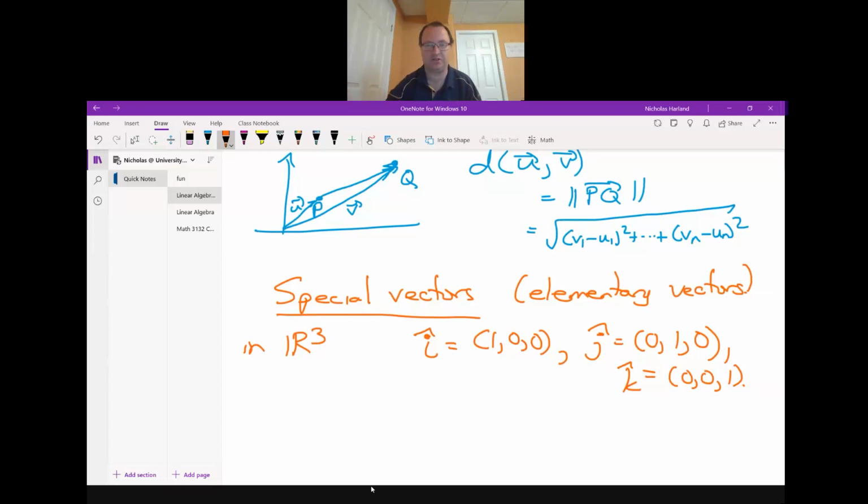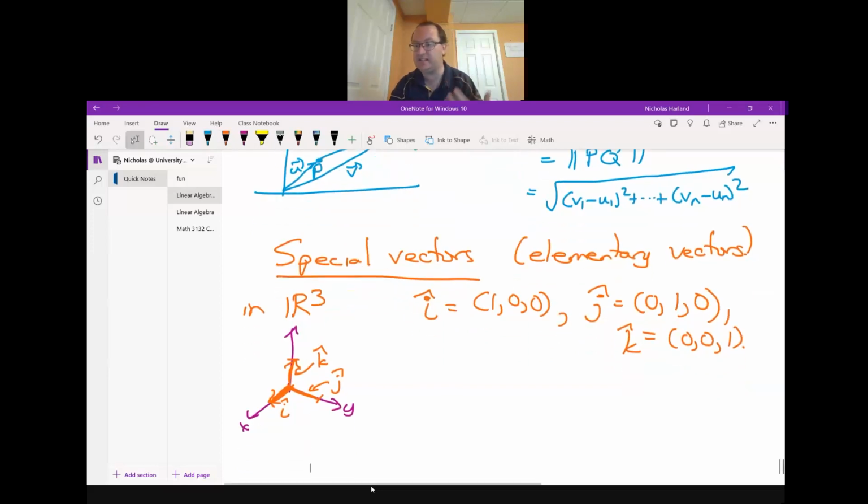So very special, geometrically speaking, if we're on the XYZ plane, right there, there's I. Here, that's J. And here we have K. Note that these are unit vectors. Put a little hat on top of them to indicate the fact that they're unit vectors. We have these unit vectors.